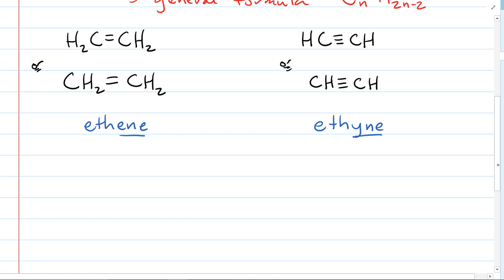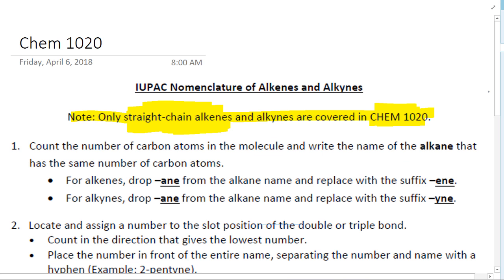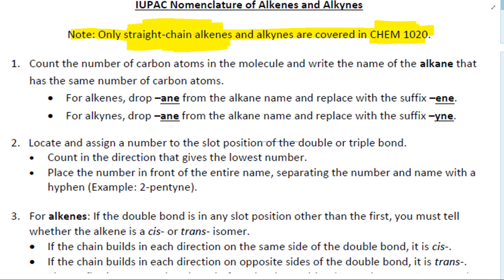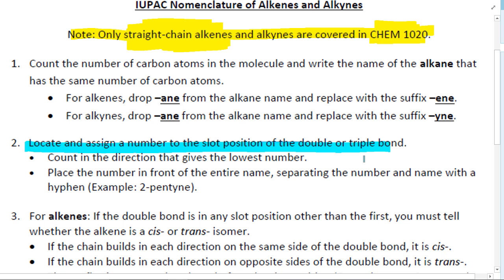But then to distinguish between them, let's look at our rules here. To distinguish between these, we're going to locate and assign a number to the slot position of the double bond or triple bond, and we'll count in the direction that gives us the lowest number. We'll then place the number in front of the entire name, separating the number and the name with a hyphen. So if we were to name this one here according to that convention, this one is going to be called 1-butene. It's going to be 1-butene.